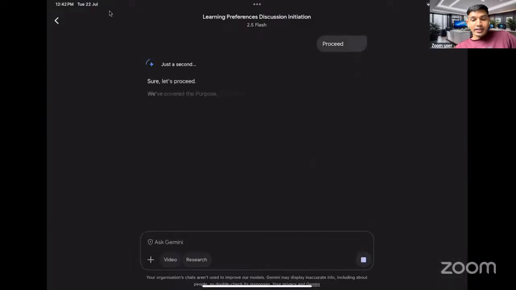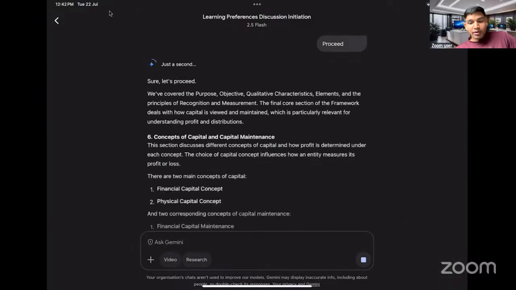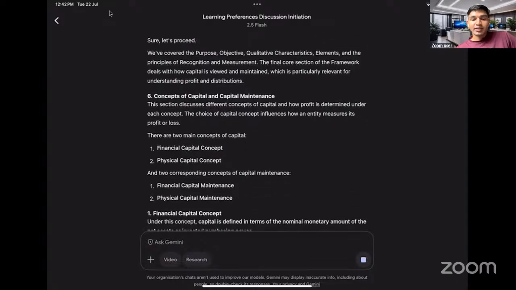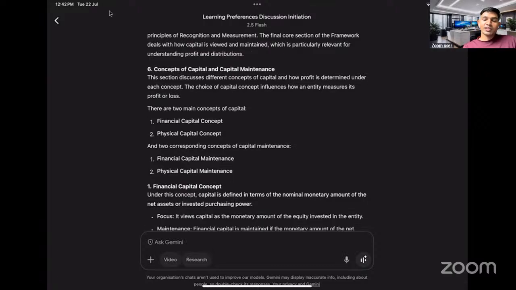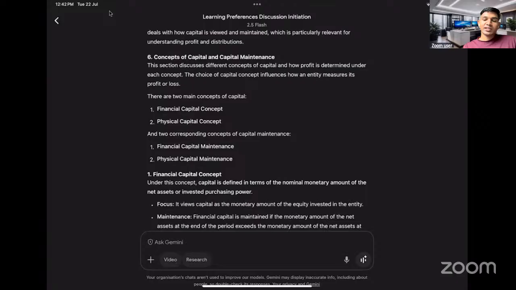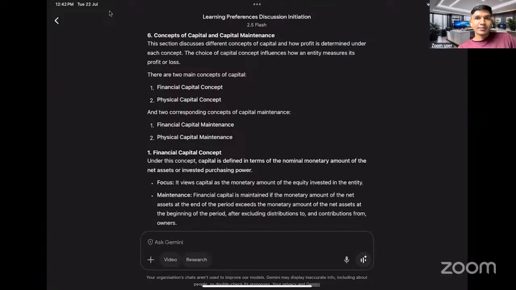Now we will see the concept of capital and capital maintenance. This section discusses different concepts of capital and how profit is determined under each concept. The choice of capital concept influences how an entity measures its profit or loss. There are two main concepts of capital maintenance, such as financial capital maintenance and physical capital maintenance.